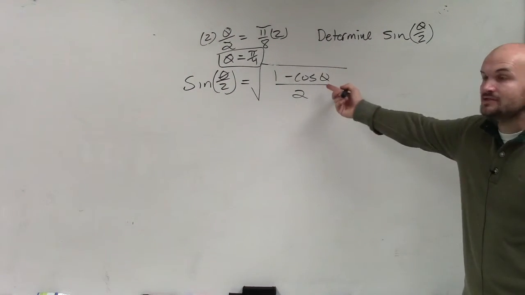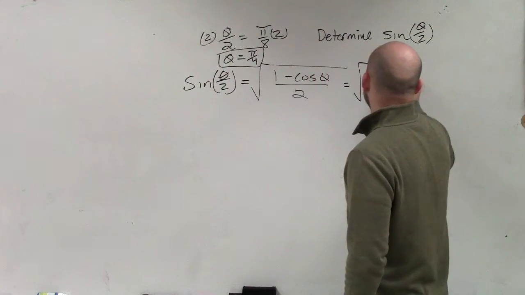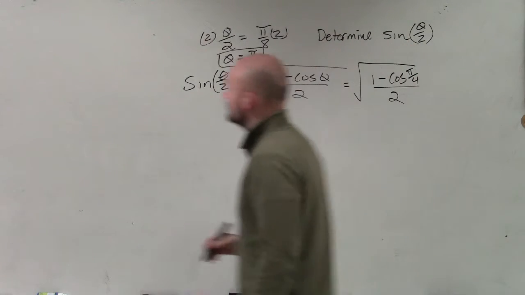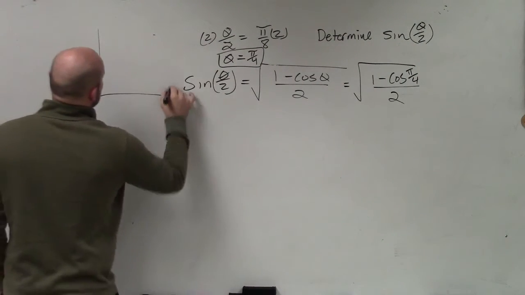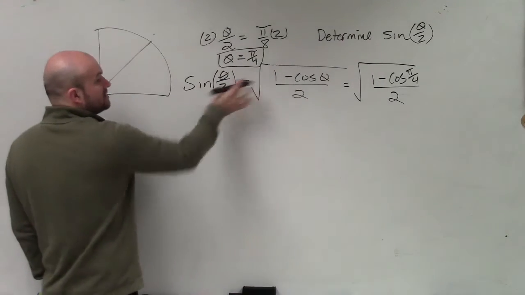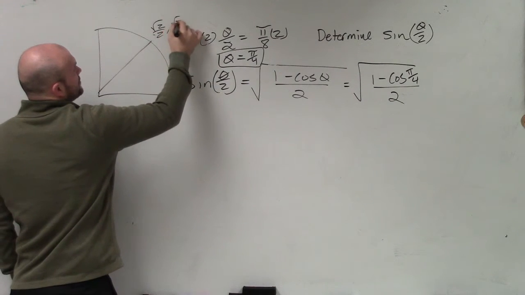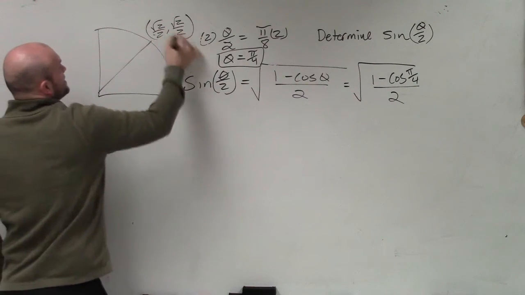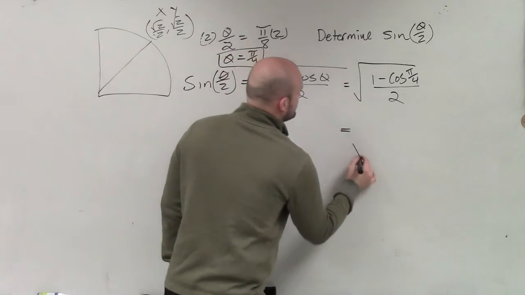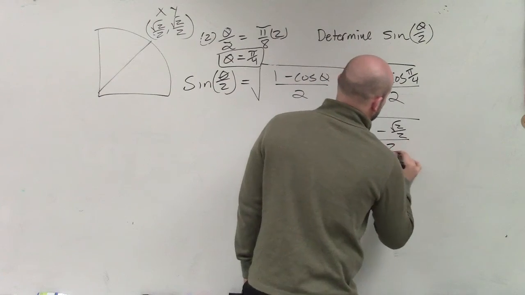So now I need to evaluate the square root of 1 minus the cosine of pi over 4, divided by 2. So again, I need to say, all right, well, what's the cosine of pi over 4? Pi over 4 is in the first quadrant. Therefore, I know this is going to be a positive square root, which is square root of 2 over 2, comma, square root of 2 over 2. The cosine is my x value, which is square root of 2 over 2. So therefore, this equals 1 minus the square root of 2 over 2, divided by 2.